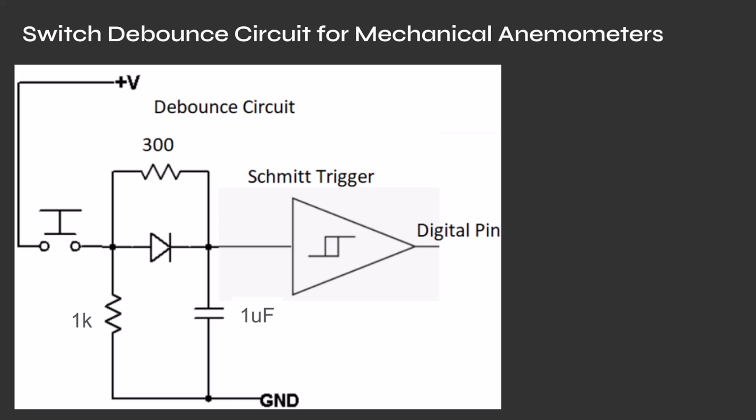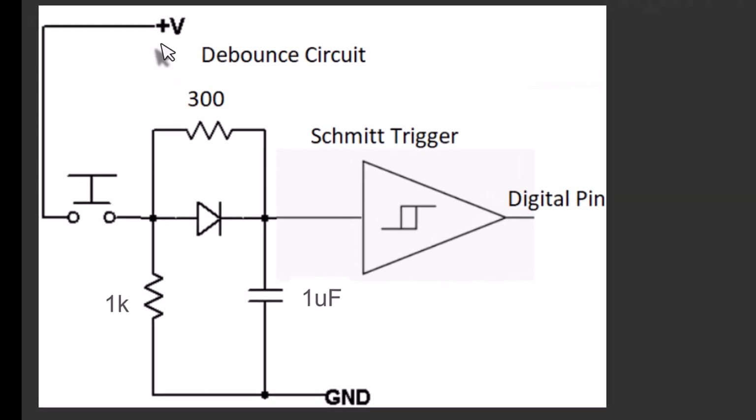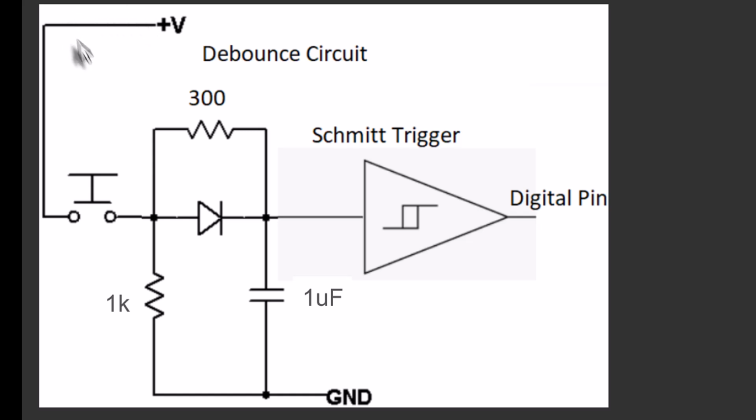Now, there are ways to deal with switch bounce in software, but it's so much harder and it slows down your software. I prefer to deal with it in hardware. So this plus V represents the power supply you're applying to your mechanical anemometer, and this represents the switch inside your anemometer that's opened and closed based on how fast the anemometer is spinning. So this debounce circuit takes this value, and first of all, we have a diode, which just allows positive voltage to pass. Then we have some resistors and a capacitor that basically create an RC network where the capacitor has to be charged and discharged.